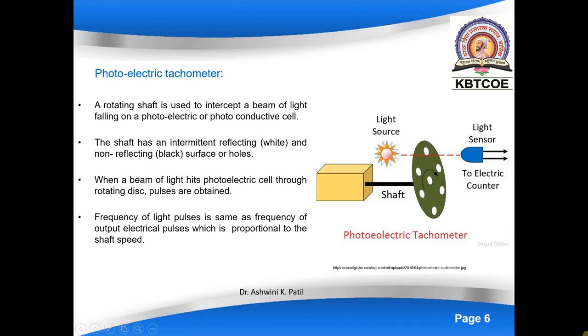So a rotating shaft is used to intercept a beam of light falling on a photoelectric or photoconductive cell. The shaft has this disc, which has intermittent reflecting white and non-reflecting black surfaces or such holes on it. When a beam of light hits the photoelectric cell through a rotating disc, the pulses are obtained here. So the frequency of light pulses is the same as the frequency of output electrical pulses, which is proportional to the shaft speed.